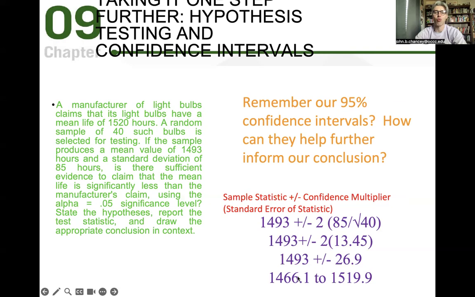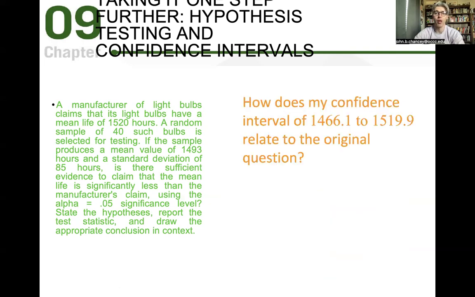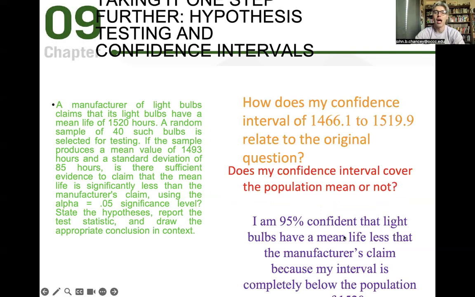So what we're talking about is a range of values, 1466.1 to 1519.9. And what does this mean in terms of our confidence interval? I am 95% confident that the light bulbs have a mean life less than the manufacturer's claim because the interval is completely below the population mean. This 1519 number is kind of right on the edge, but the rest of it is below our actual population mean. So we're pretty confident that there's something going on with our light bulbs, is really the short answer.